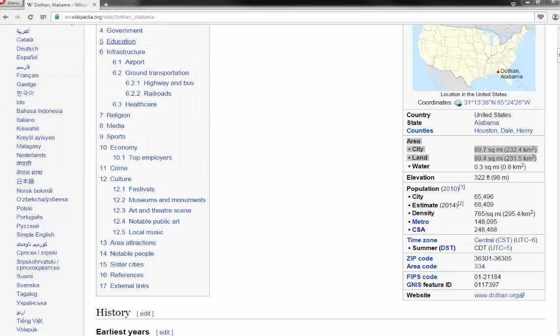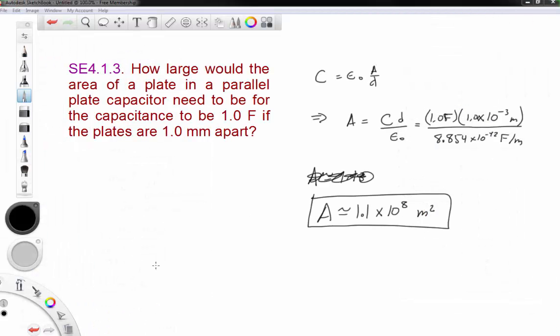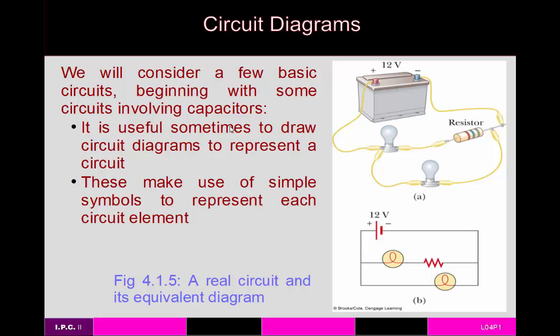Well, remember that in a parallel plate capacitor, you have two different plates. So this is the area of one plate. The area of both plates would be 2.2 times 10 to the 8 meters squared, which is very nearly the land area of Dothan in Alabama. So that gives you a rough estimate of how big a plate would need to be if they're going to be 1 millimeter apart and have a 1 farad capacitance.